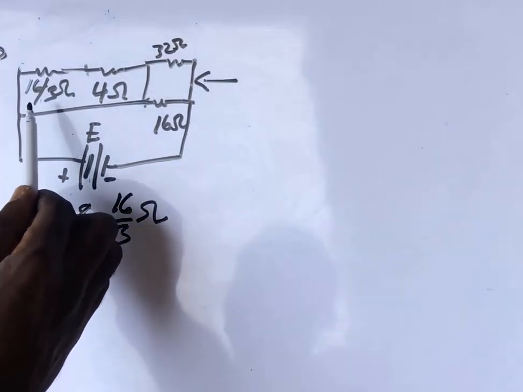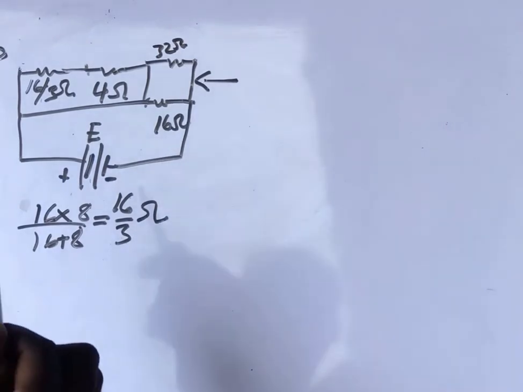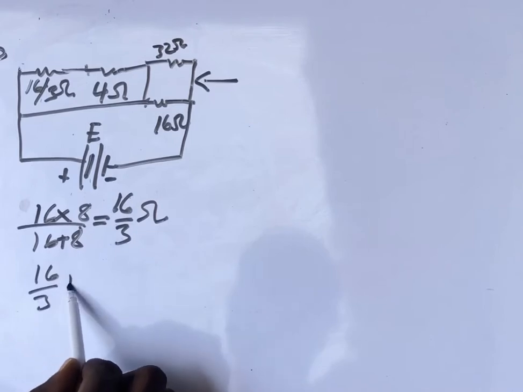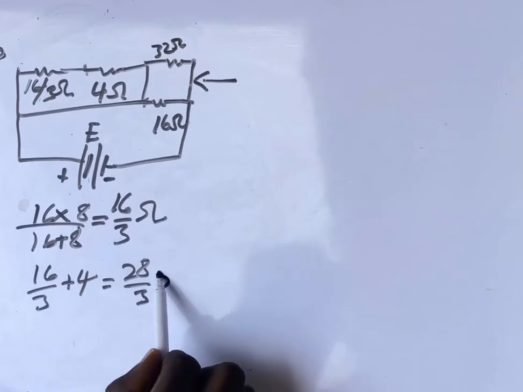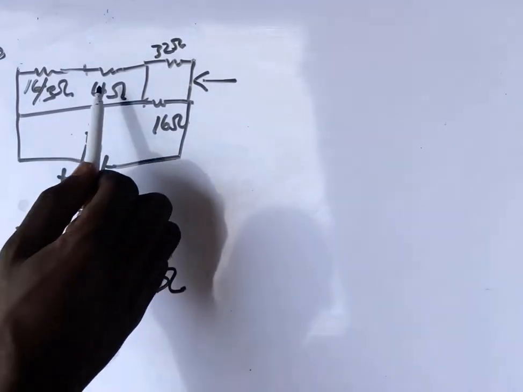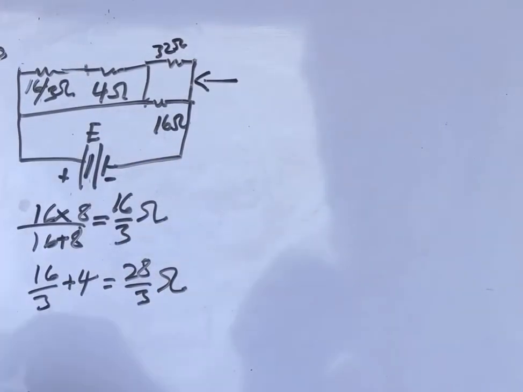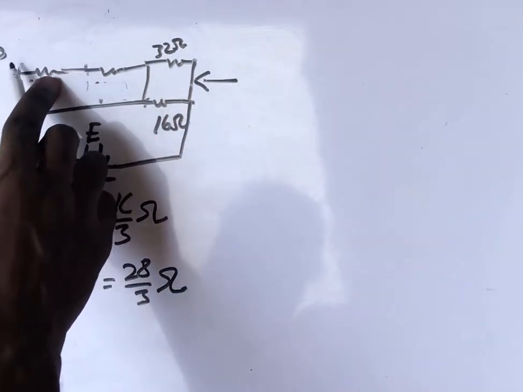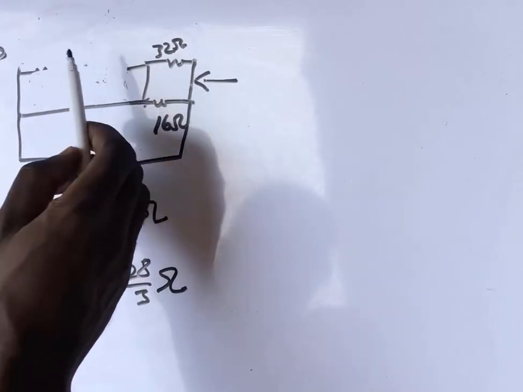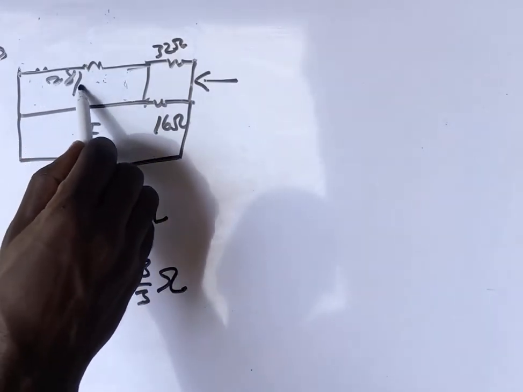From here you could notice that the 16 on 3 ohm and the 4 ohm are in series, so we just add them. We have 16 on 3 plus 4, and this will give us 28 on 3 ohm. Now we have the entire of this side as 28 on 3 ohm, so we can represent that portion by a single resistor of 28 on 3 ohm.